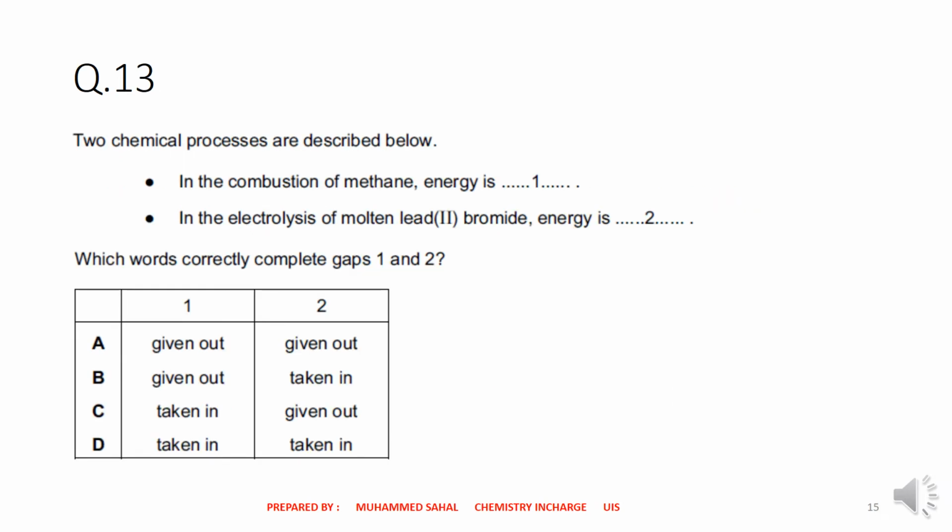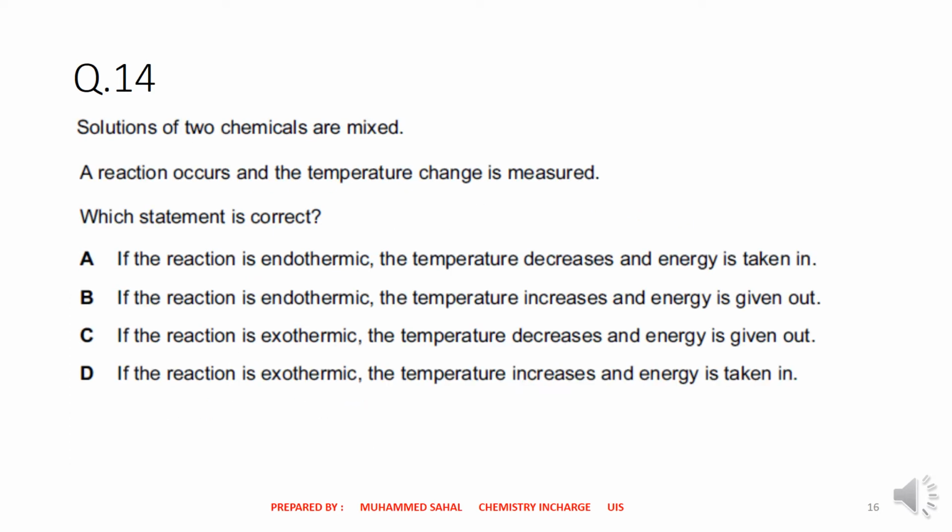Chemical processes are described below. In the combustion of methane, energy is dash. In the electrolysis of molten lead bromide, energy is dash. Which words correctly complete gaps 1 and 2? Option B.